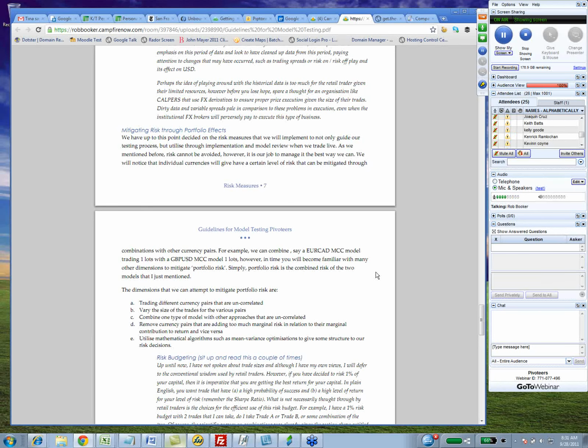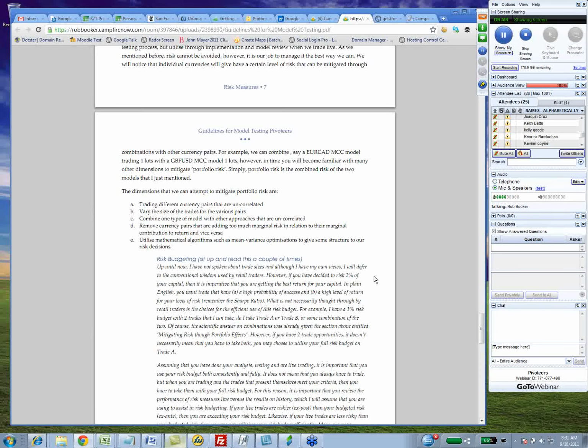We will notice that individual currencies will have a certain level of risk, says Kenrick, that can be mitigated through combinations with other currency pairs. For example, we can combine, say, a Euro-CAD MCC trading model, trading one lot, with a pound-dollar MCC model, one lot. However, in time, you'll become familiar with many other dimensions to mitigate portfolio risk. Simply, portfolio risk is the combined risk of the two models that I just mentioned, meaning the risk that your portfolio is overextended in one direction or the other.